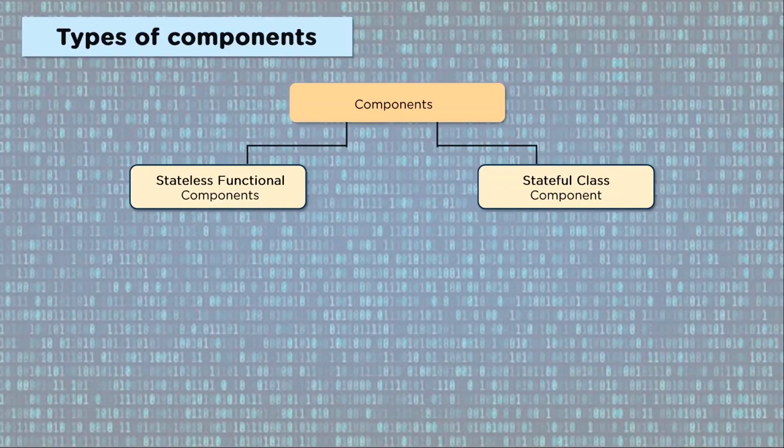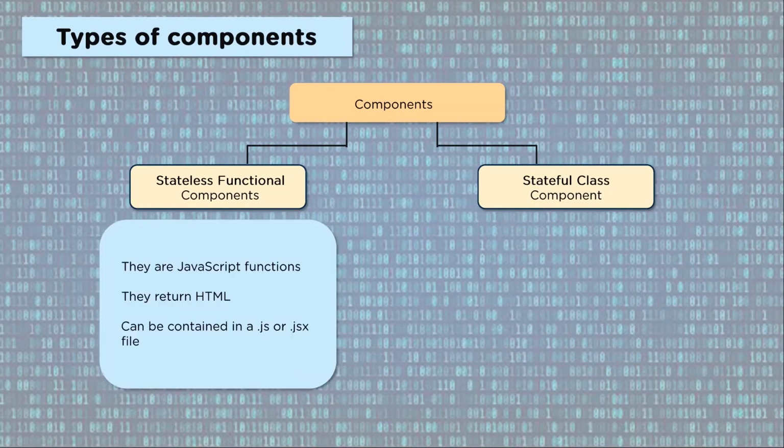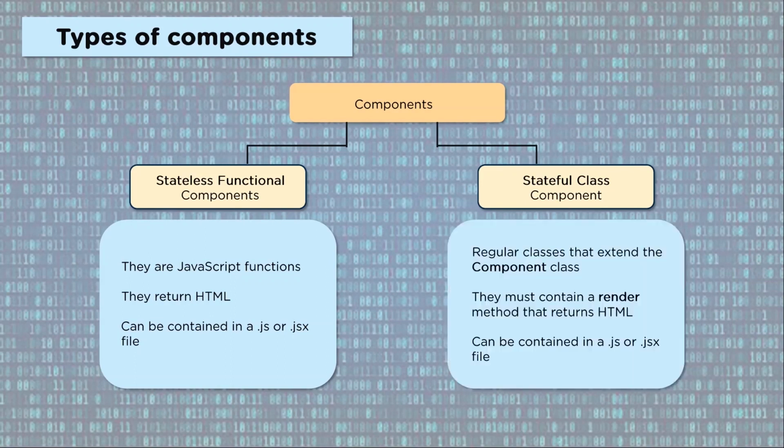So there are stateless functional components and stateful class components. Now, what do these mean? We'll focus on the stateless first. These are JavaScript functions which basically return a stream of HTML, and they can be contained in a JS or a JSX extension file. Then we've got stateful class components. These are regular classes that extend the component class, and they must contain a render method that should return a stream of HTML. And again, they can be contained within a JS or a JSX file. So a stateless functional component would not really hold any state in terms of data values and will just return a static stream of HTML.